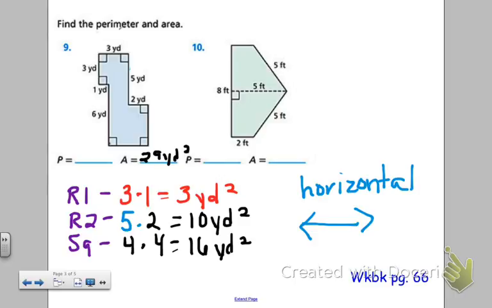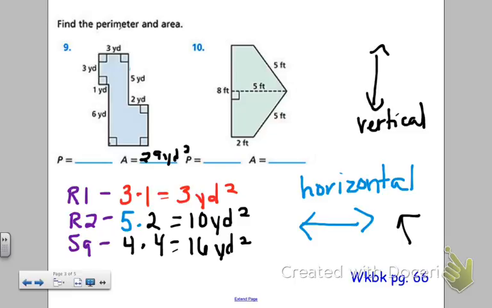Keep in mind, if you're looking for horizontal measurements, look to other horizontal lines to help you. If you're looking for a vertical measurement, look to other vertical lines to help you. Now let's do the perimeter. Now we have to add up all the sides.